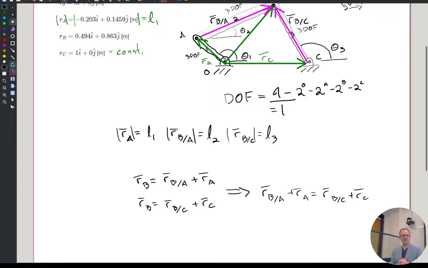How many equations does that give me? Because really right now, it's kind of this problem of, if I know theta 1, if I know what theta 1 is doing, I should know something about theta 2 and theta 3. So I have one known value. I'm trying to solve for two unknown values. So how many equations did I just get with this vector equation?